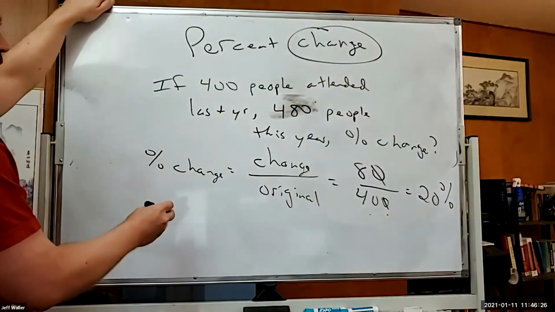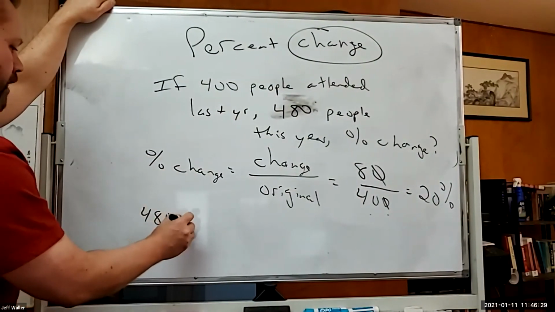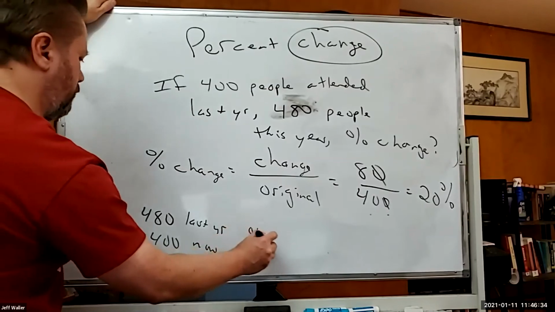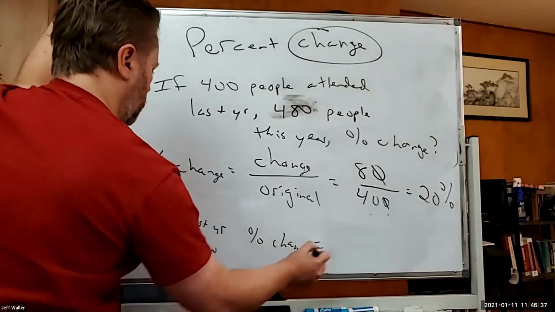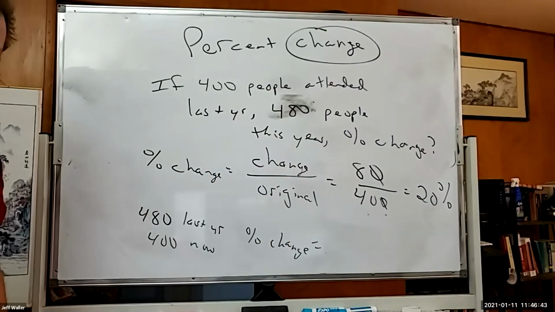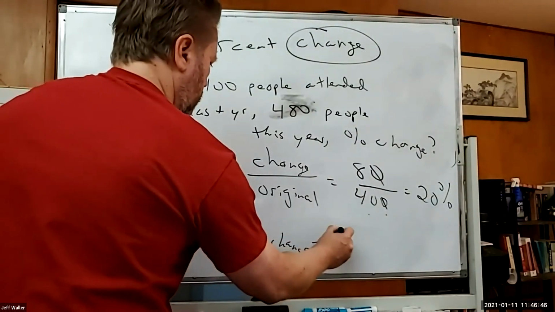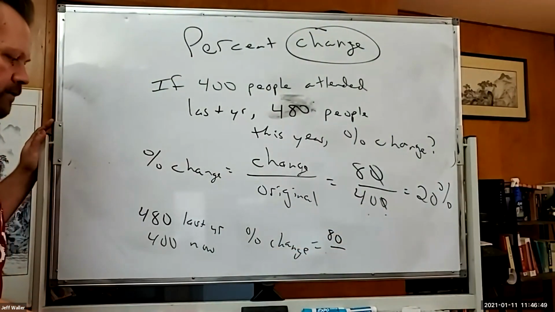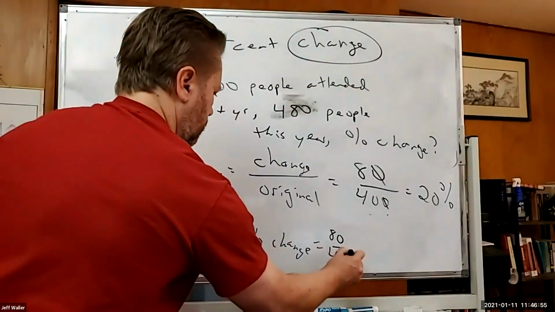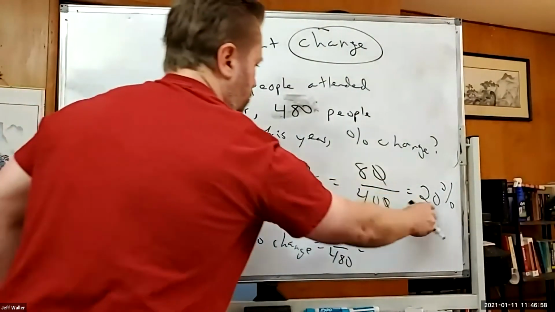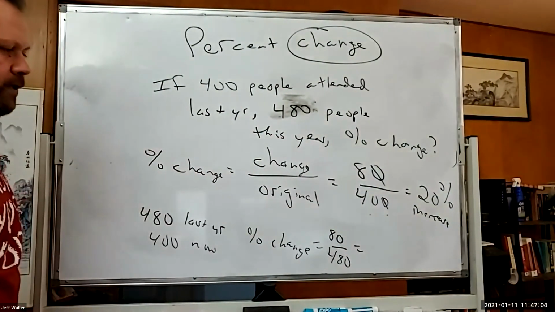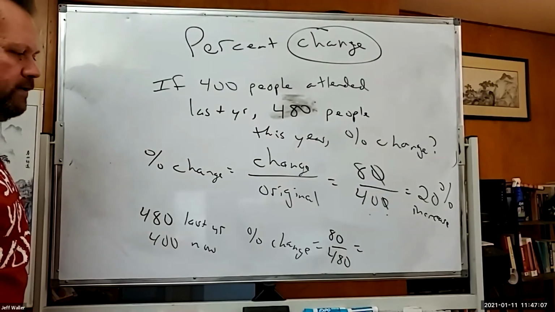What if it was turned around? What if it was 480 last year, 400 now? What would the percent change be? Would it be the same? The change is still 80. But what was the original amount? 480. And this one would be an increase, right? And this one, of course, is going to be a decrease. So what is that going to be, Jeff? I think that's going to be 16.7%.